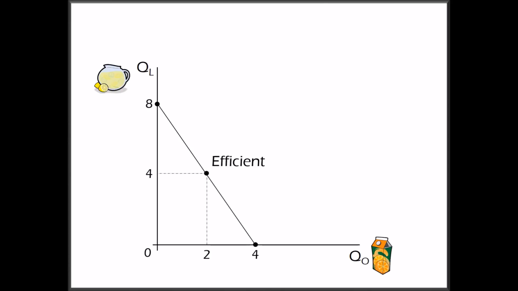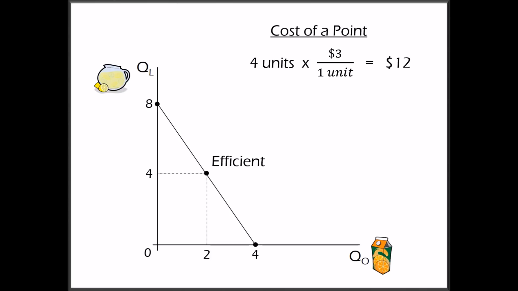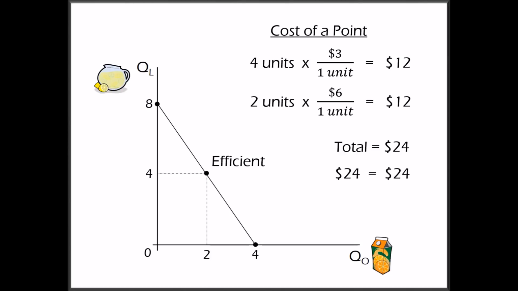When a point is on the line, it requires the same amount of money as the total budget available. In this case, 4 units of lemonade at $3 each will cost $12, and 2 units of orange juice at $6 each will also cost $12. The total cost of this combination is $24, which is equal to the budget of this individual.